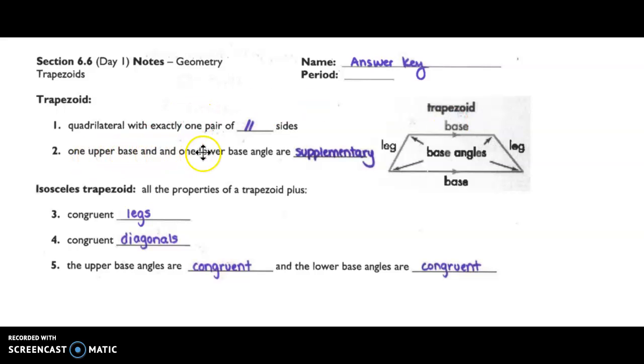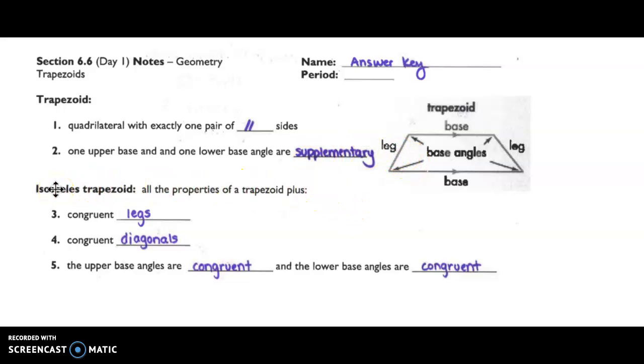One upper base and one lower base angle are supplementary, because think about it, those are consecutive angles. So this angle, hopefully you can see where I'm highlighting, this angle plus this angle are supplementary. It equals 180.